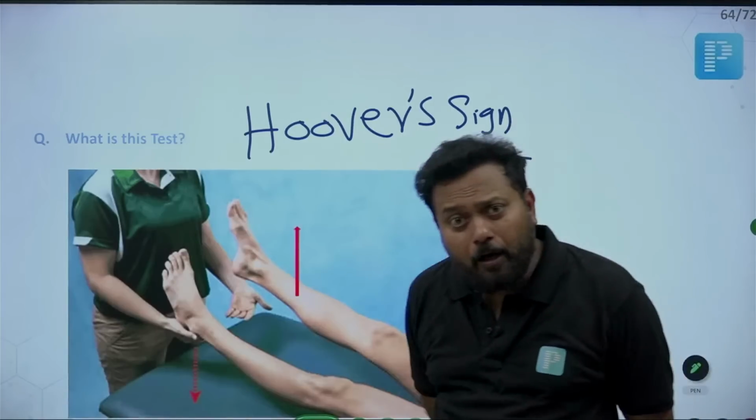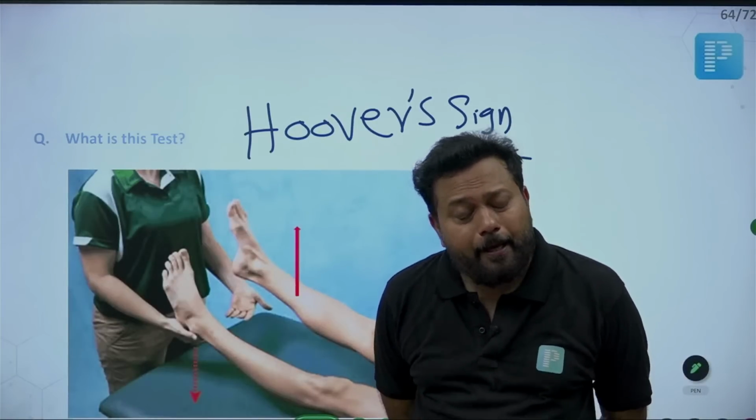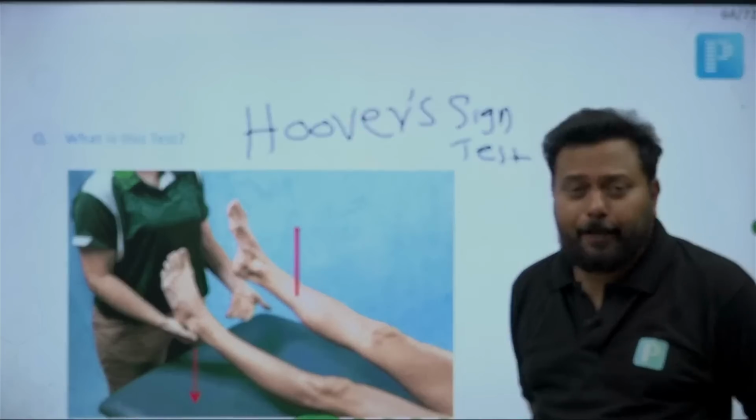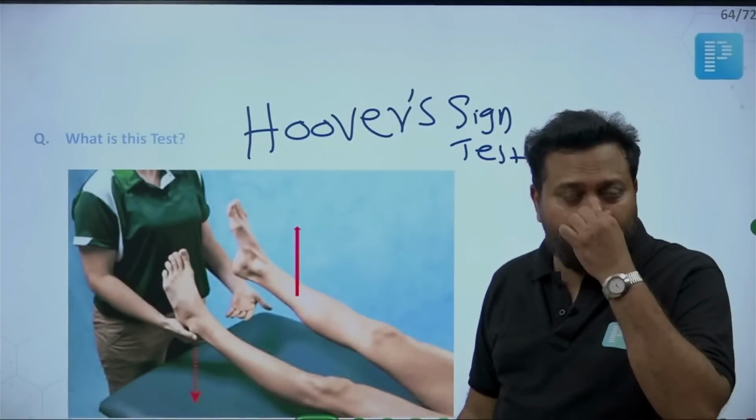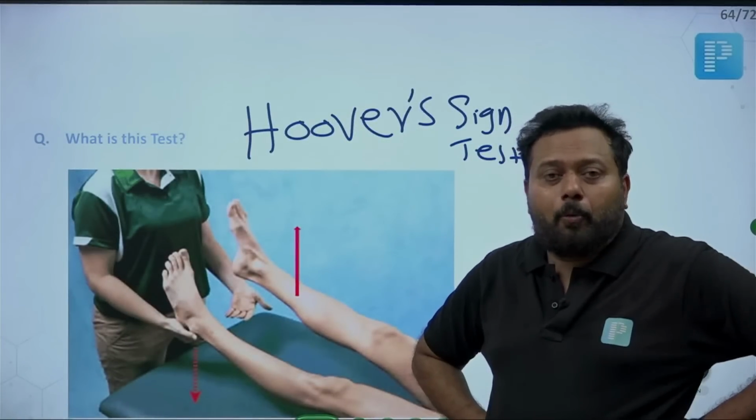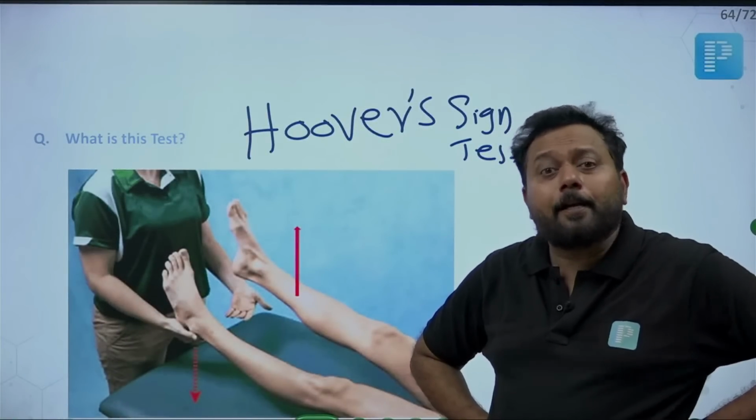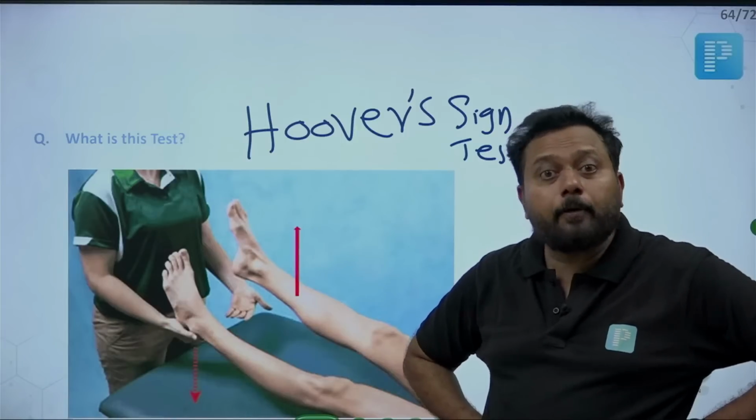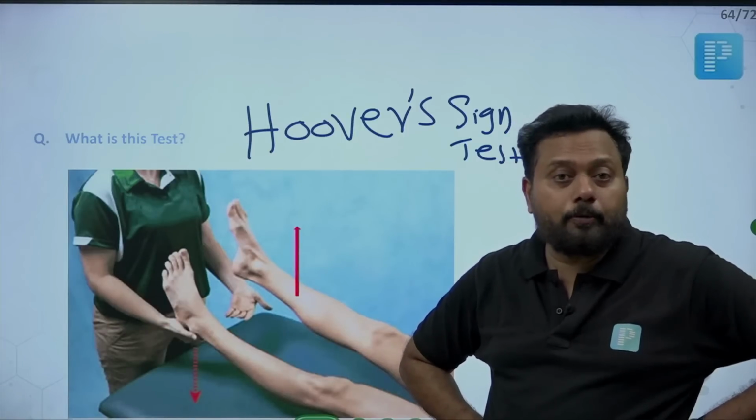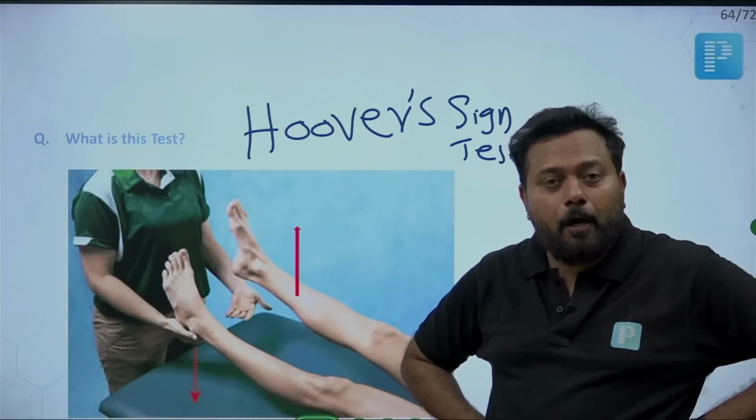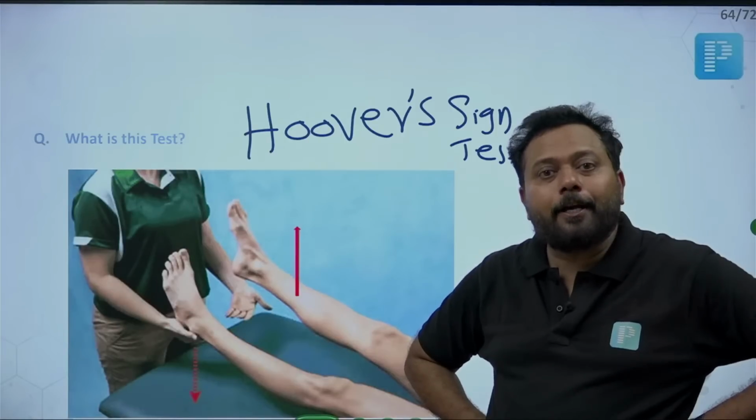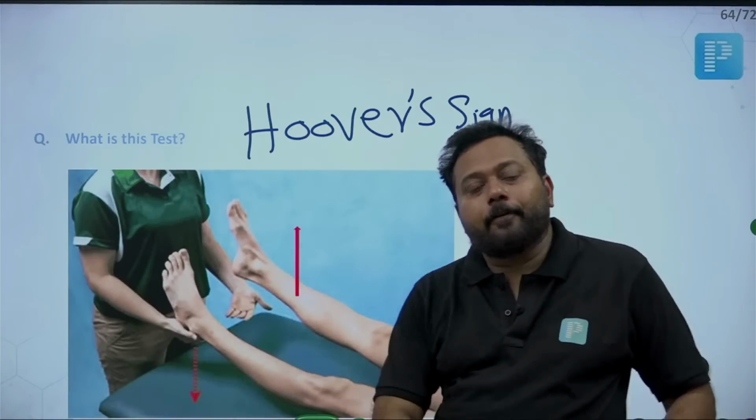I don't know why in ortho they are asking this several times in INI-CET. I had seen the question bank, that's why I am telling you. I don't know why. This should be asked in general medicine because this test is explained only in Harrison, not in the ortho book. Hoover's sign or Hoover's test is to differentiate hysterical hemiplegia from organic hemiplegia.